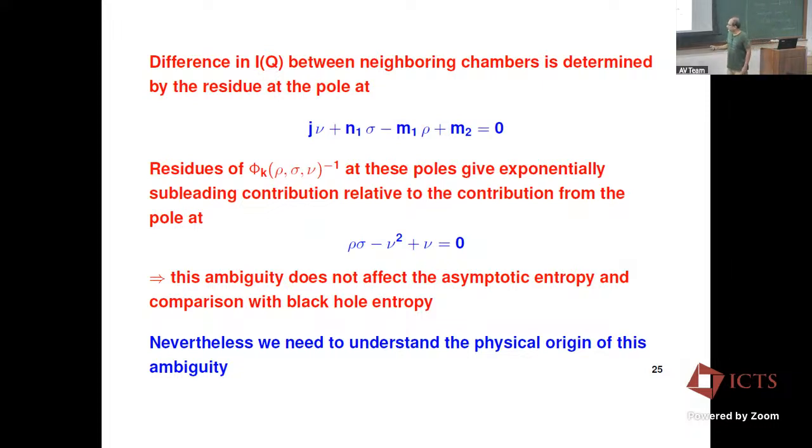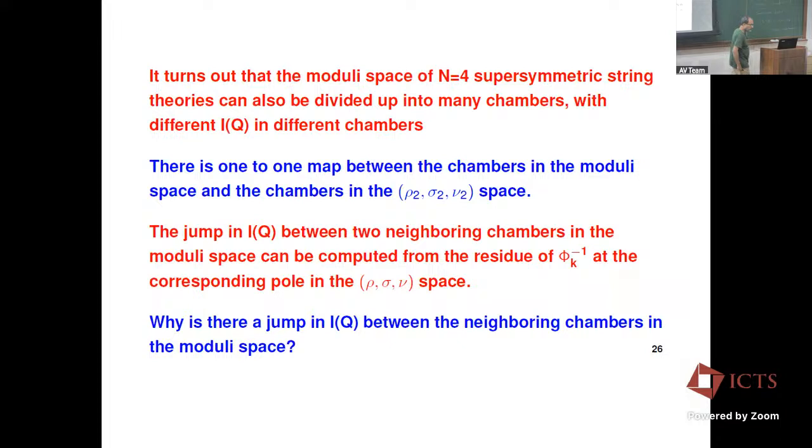Nevertheless, we need to understand the physical origin of this ambiguity. Because after all, we have a counting problem. So why is the counting problem giving this ambiguous result? Counting problems should have a definite result. It turns out that the moduli space of N equal to 4 supersymmetric string theories can also be divided up into many chambers with different I_Q in different chambers. And this is what I misled you about at the beginning. I said that the index is independent of where you are in the moduli space, that it doesn't change as you vary the moduli. It is true in each chamber separately, but as you move from one chamber to the next chamber, the index actually jumps.